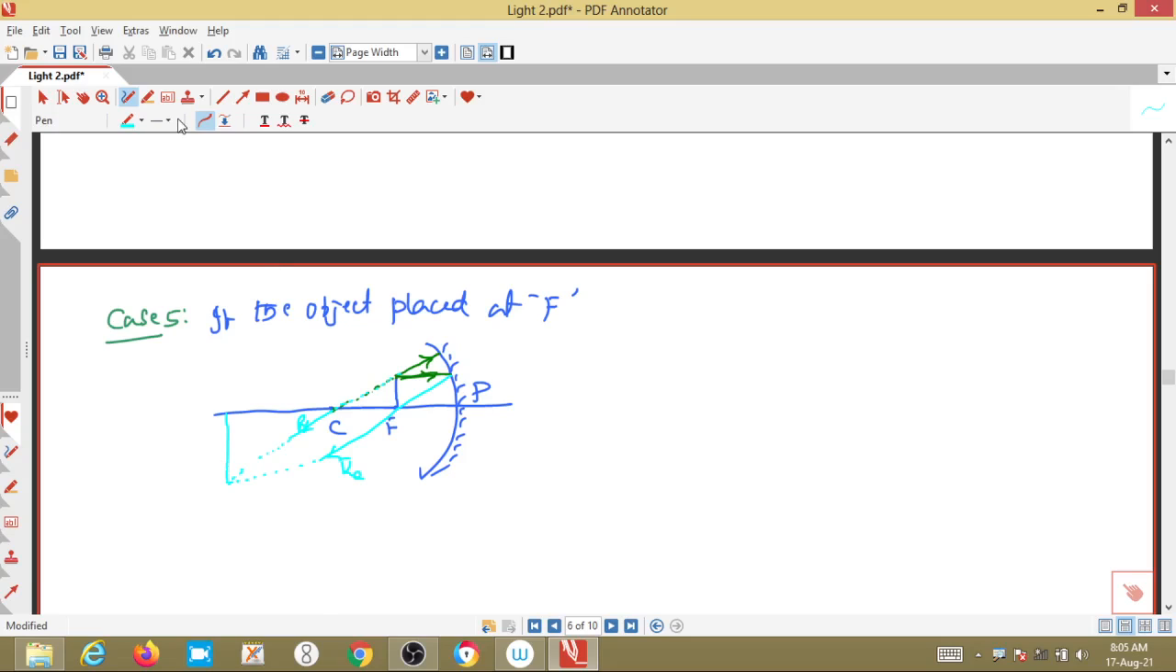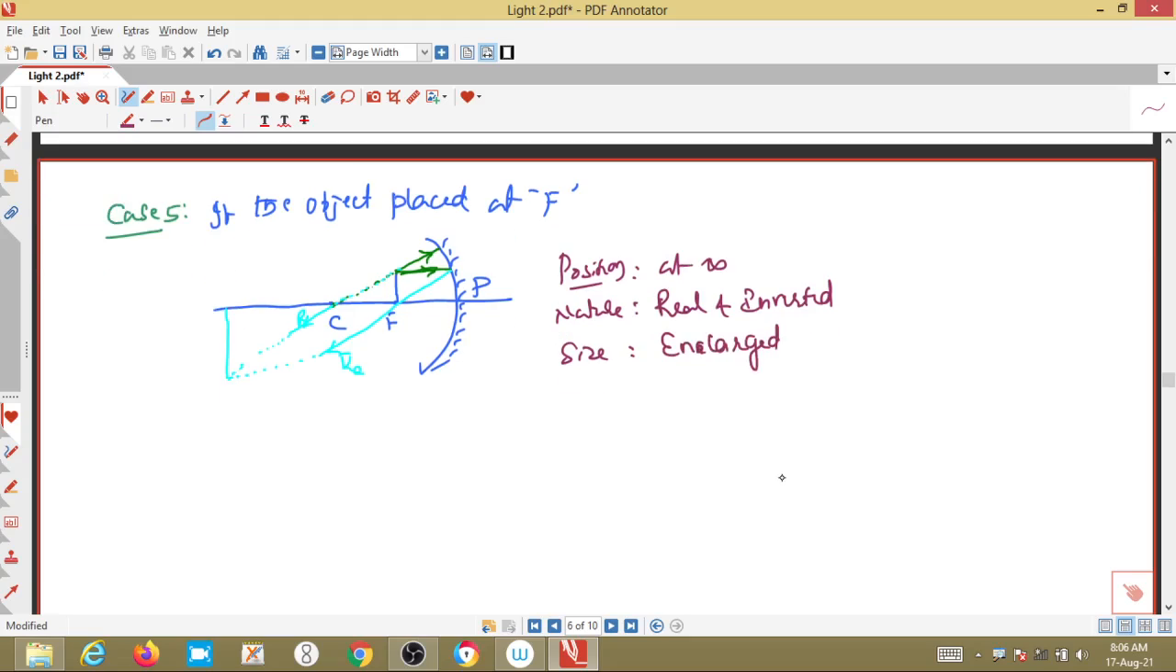Now if you see the position where the image has formed, the image is formed at infinity, far away from our mirror. Then what is the nature? It is formed in front, so it is real and inverted. Then the size is again enlarged. Now I hope you have understood. Now we will go to the next case.